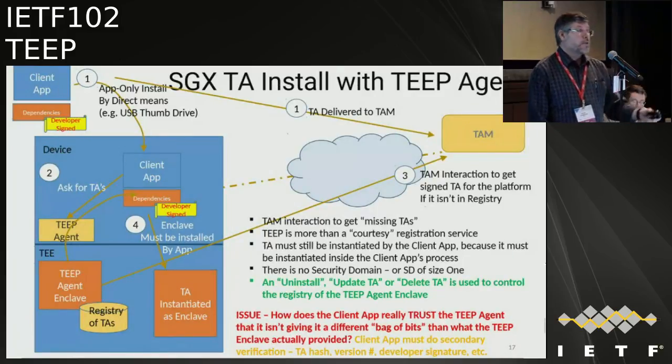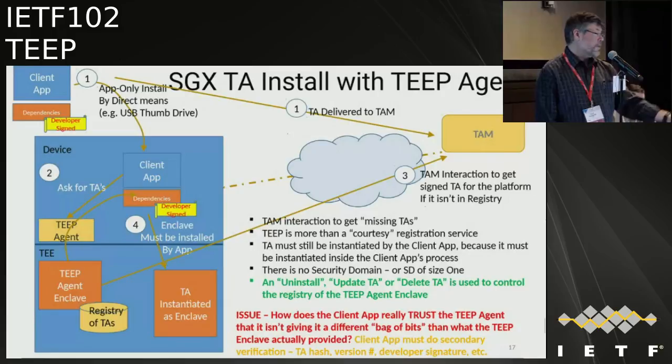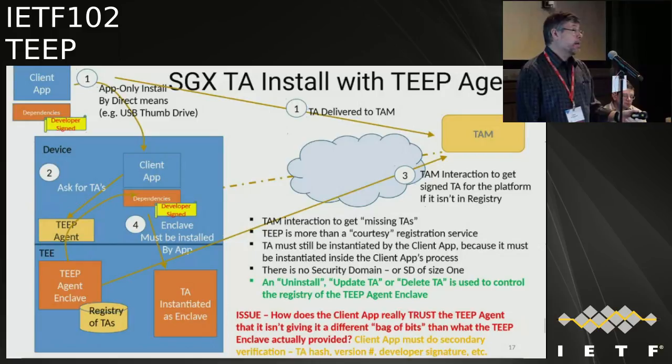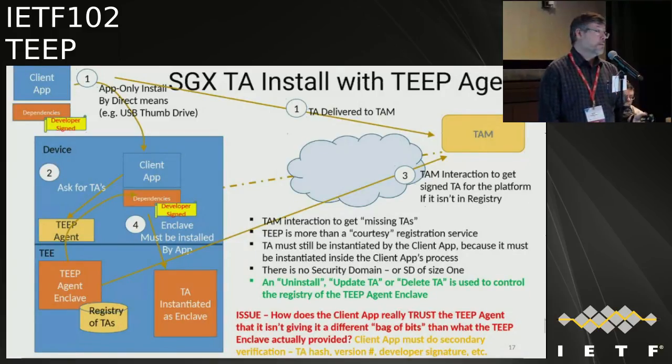In this case, then, uninstall and update and delete of TAs actually makes sense because you'd be talking to this registry. I still think we have some sort of issue with return, when the TEEP agent enclave returns, in the last step, the TA to the untrusted app or the client app. It has to go through the TEEP agent, and that's where the TA could be attacked, and that becomes problematic. Not so much that the TA itself could be changed because the integrity will be checked on the load by SGX. But if I don't know what specific TA I'm trying to get, it might have other functionality in it that would allow someone else to do something that I don't want it to do. So we have to sort of talk about that. And that may require the client app to do some additional verification, like I said in yellow there, right?